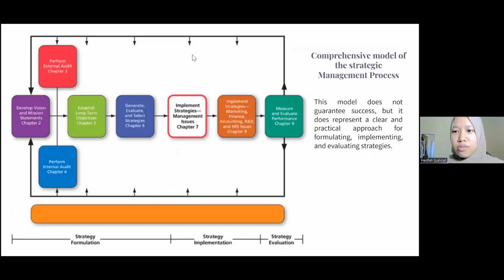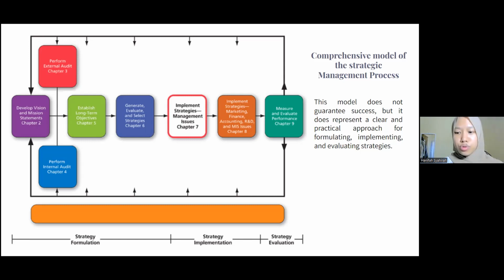So this is the comprehensive model of the strategic management process. This is the picture that I got from a book, and based on this picture, we get to know the three management stages here: formulation, implementation, and evaluation. In the formulation, the first thing that we do is develop a vision and mission statement. Next, after we develop the vision and mission statement, we establish the long-term objectives, and we generate, evaluate, and select the strategy.